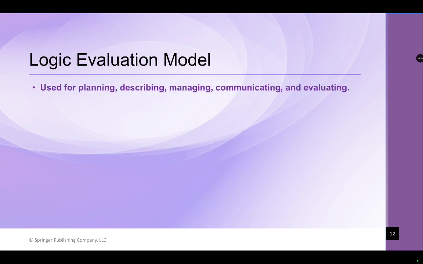The logic model is a tool that can be used for planning, describing, managing, communicating, and evaluating a program or intervention. It is a visual representation of how a public health program should function to achieve the desired outcomes by describing the necessary program inputs, activities, outputs, and outcomes, which we will talk about here in the next slide.